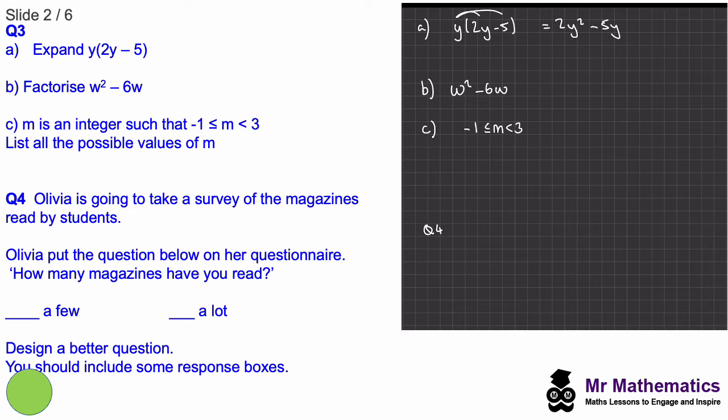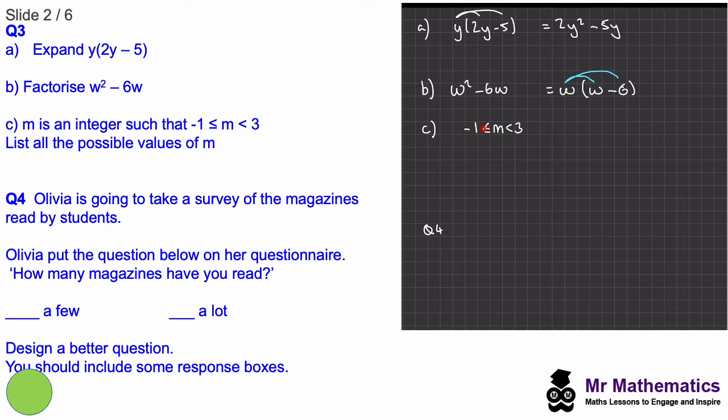For question B, we're going to factorize w squared minus 6w. So we take out the highest common factor, which in this case is w. This is on the outside of our brackets. And w squared is w times w, so this is the first term. And then we have w minus 6. Now we can check this works by expanding the brackets. We have w squared minus 6w. So that's right.